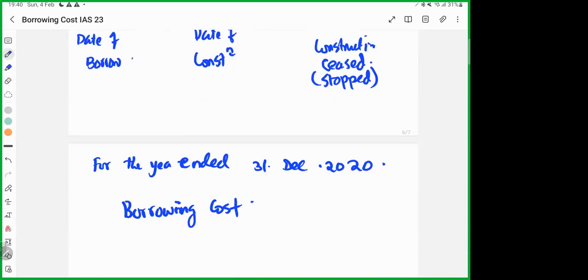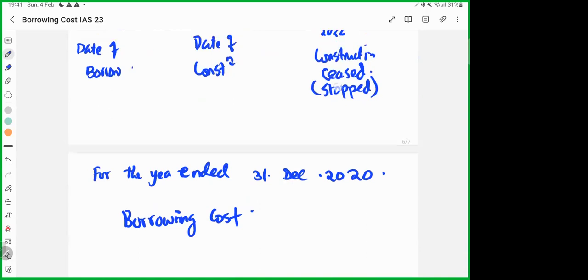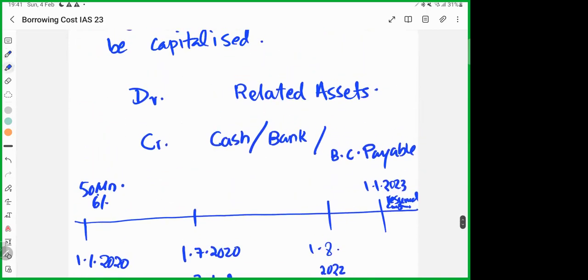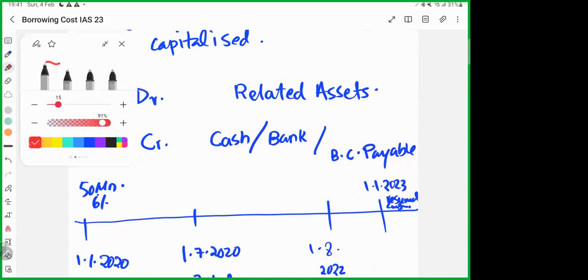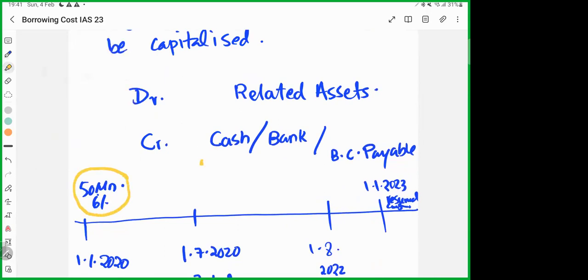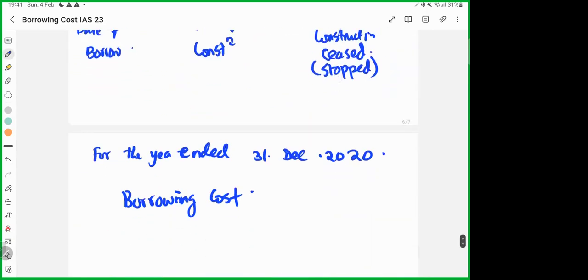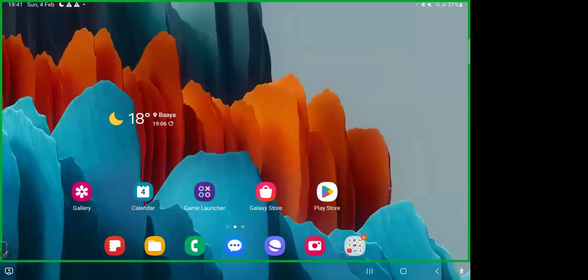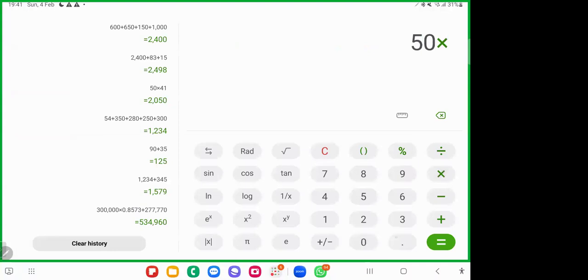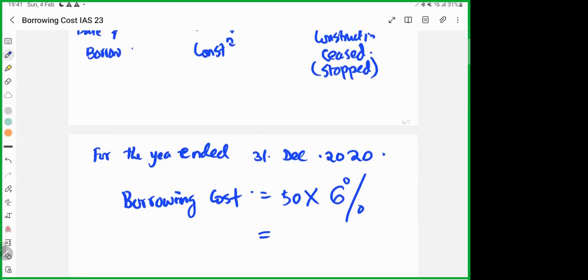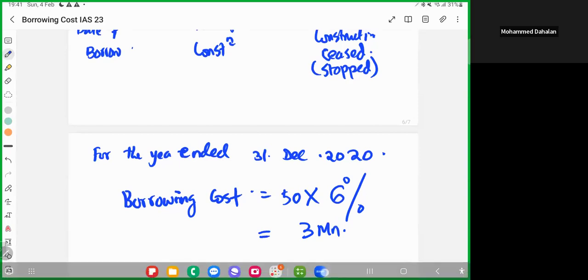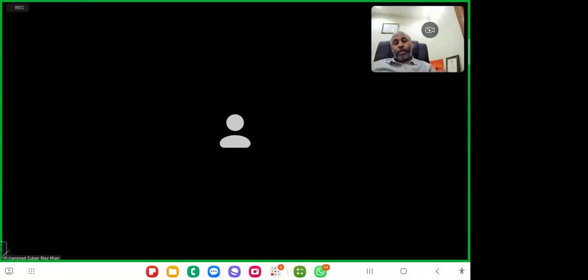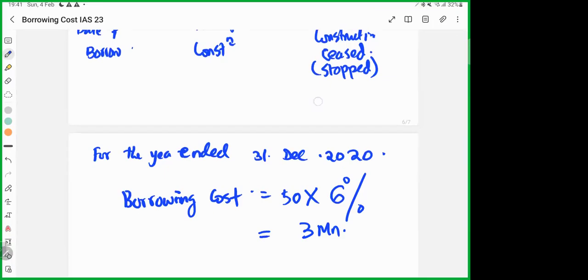6 billion. 6 million? No. Now, brother, I have given a different example. 50 million into 6%, that is 3 million. Is that clear for both of you? Yes. Good. Now the question is, how should I deal with this now?